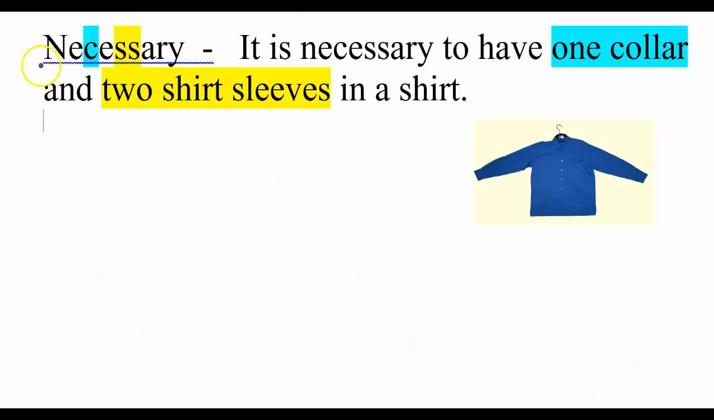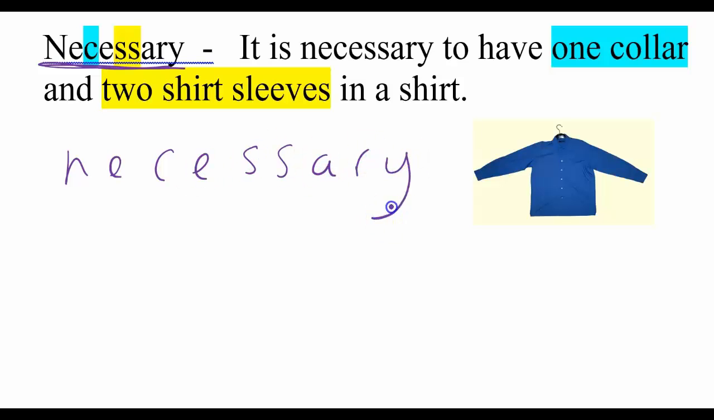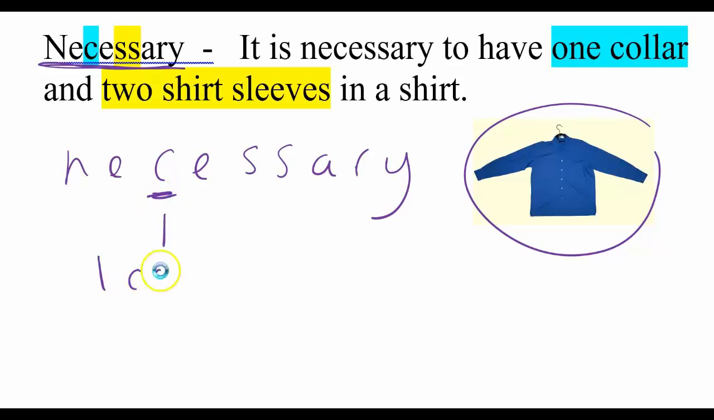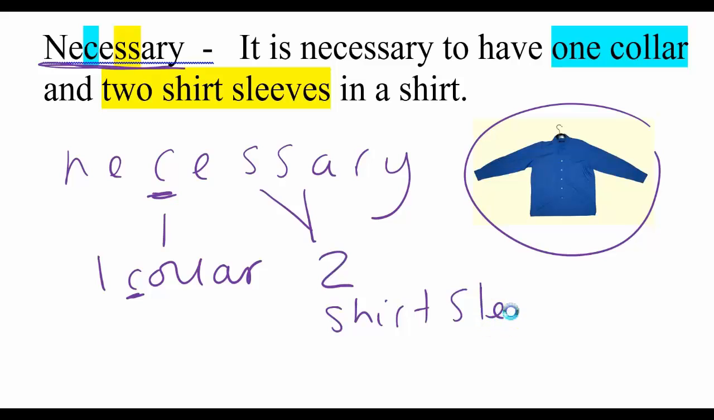Now here again is another word that is often misspelled, necessary. But here's a little short sentence that you could use. When you go to work, it is necessary that you wear your shirt, which has 1 collar, 1 C, but it has 2 shirt sleeves. 1 collar, 1 C, 2 shirt sleeves, 2 S's.